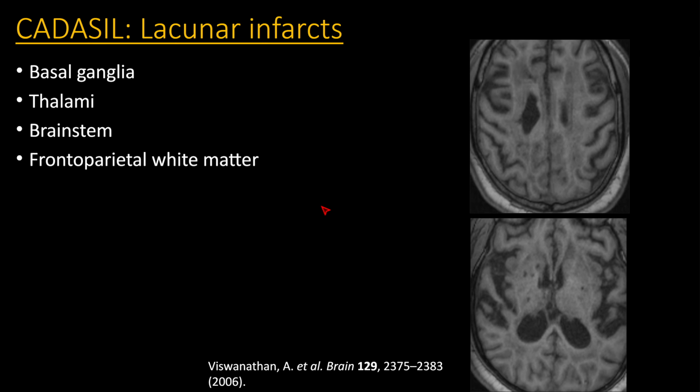Other hallmark features of CADASIL are the presence of lacunar infarcts. You typically see them in the basal ganglia, like for instance these things, with the thalami, for instance this. You can see them in the brainstem, and also in the frontoparietal white matter. Here are some lacunar infarcts in the white matter, as you can see.